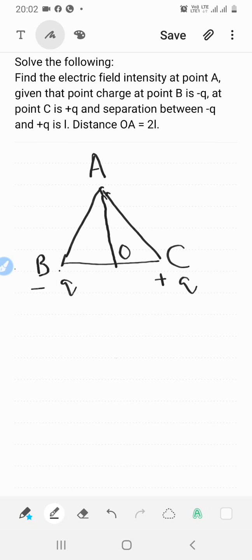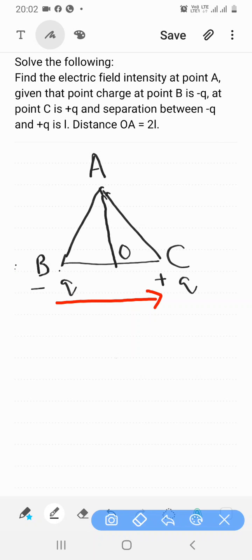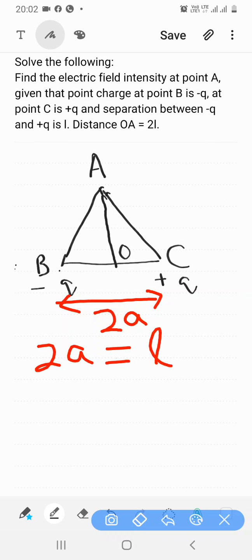So, in this question, take the distance between minus q and plus q as 2a. So, write down, given 2a is equal to L. Also take OA is equal to R, therefore write down R is equal to 2L.